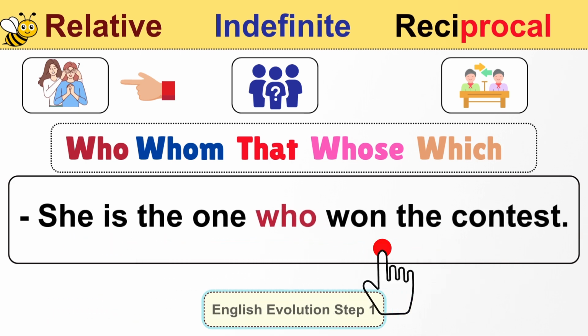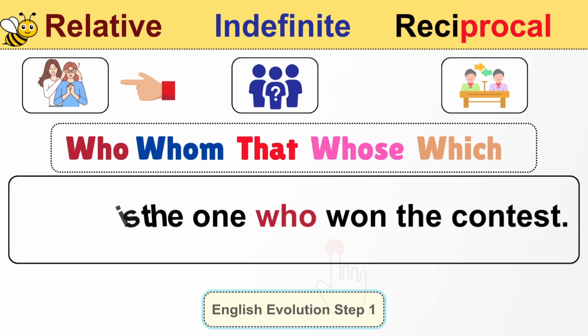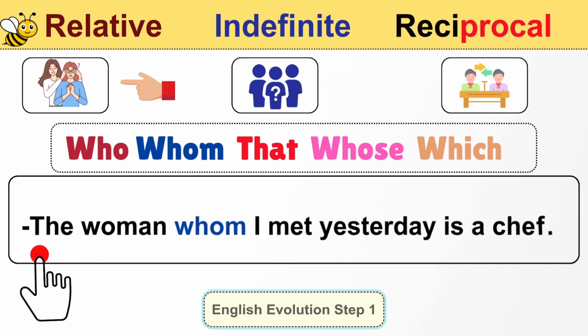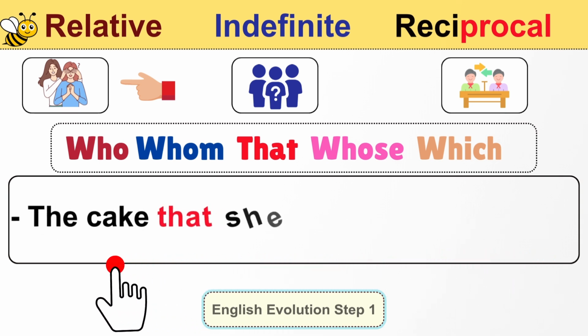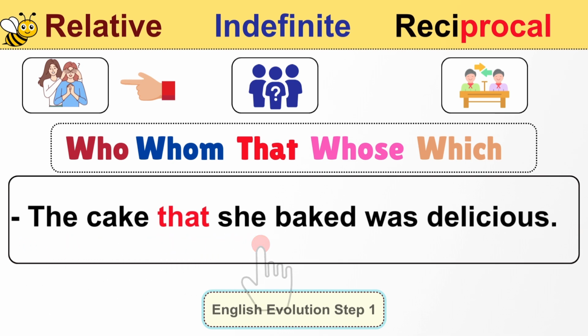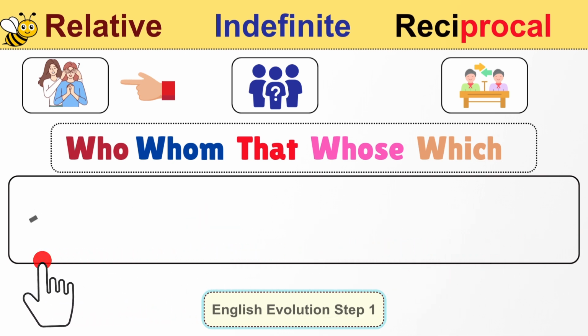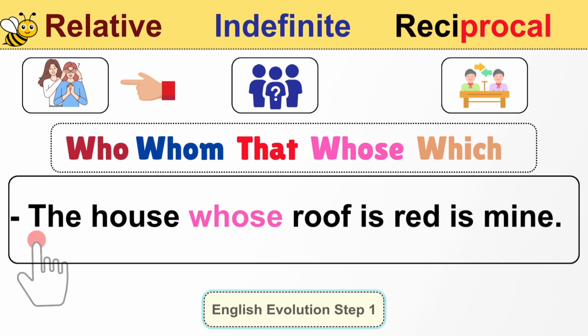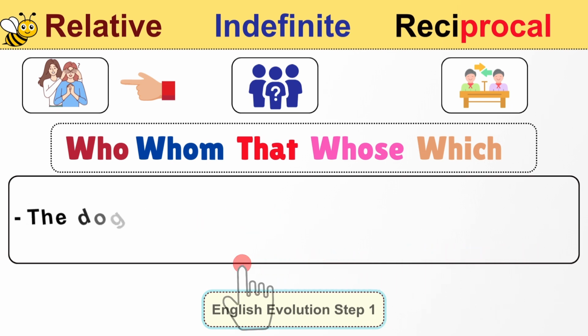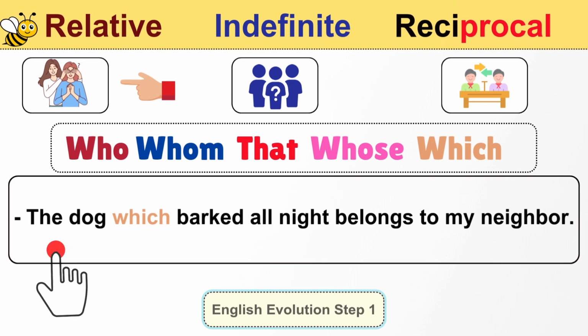She is the one who won the contest. The woman whom I met yesterday is a chef. The cake that she baked was delicious. The house whose roof is red is mine. The dog which barked all night belongs to my neighbor. Remember the colors also.